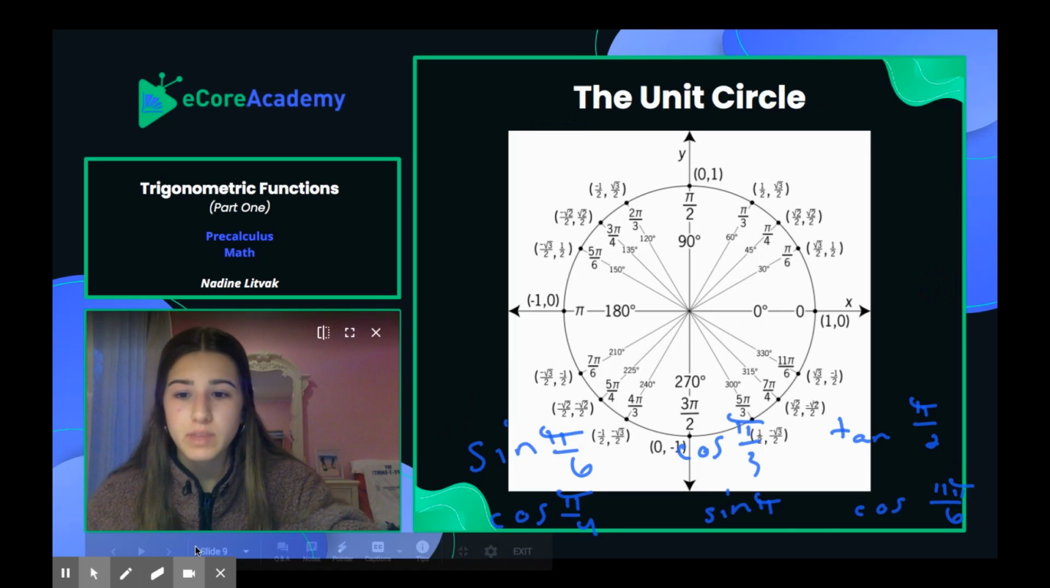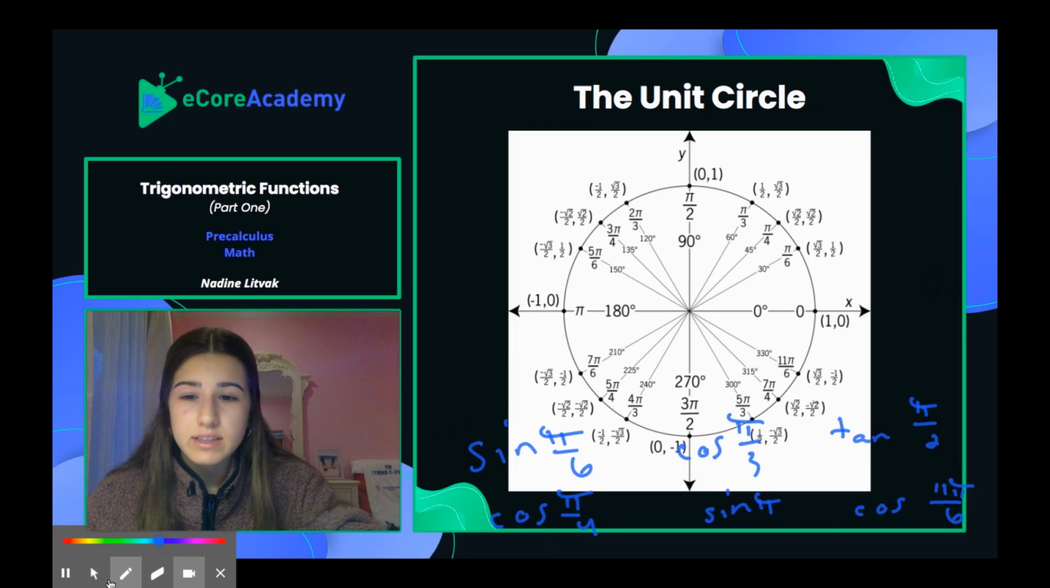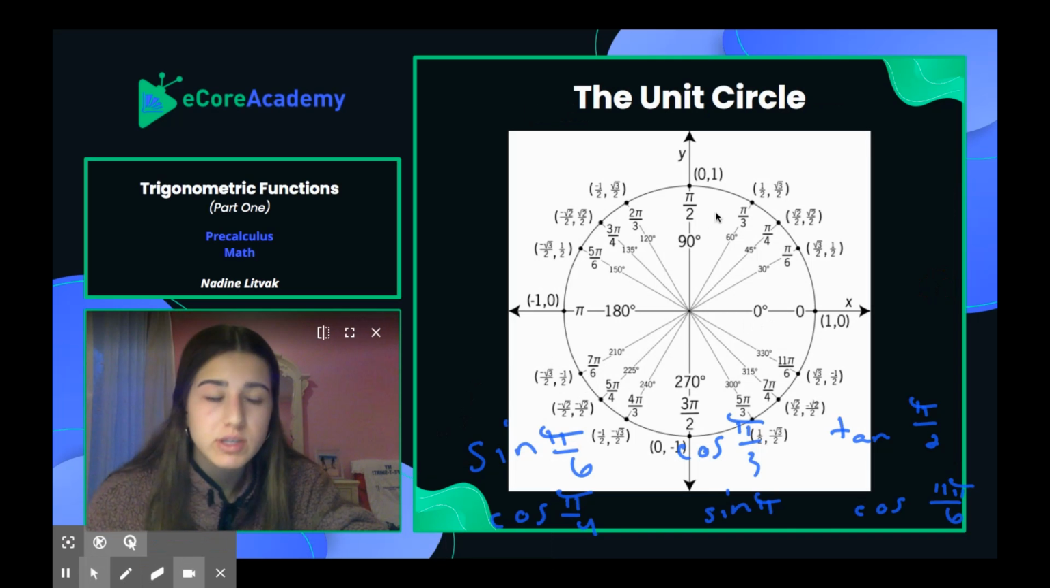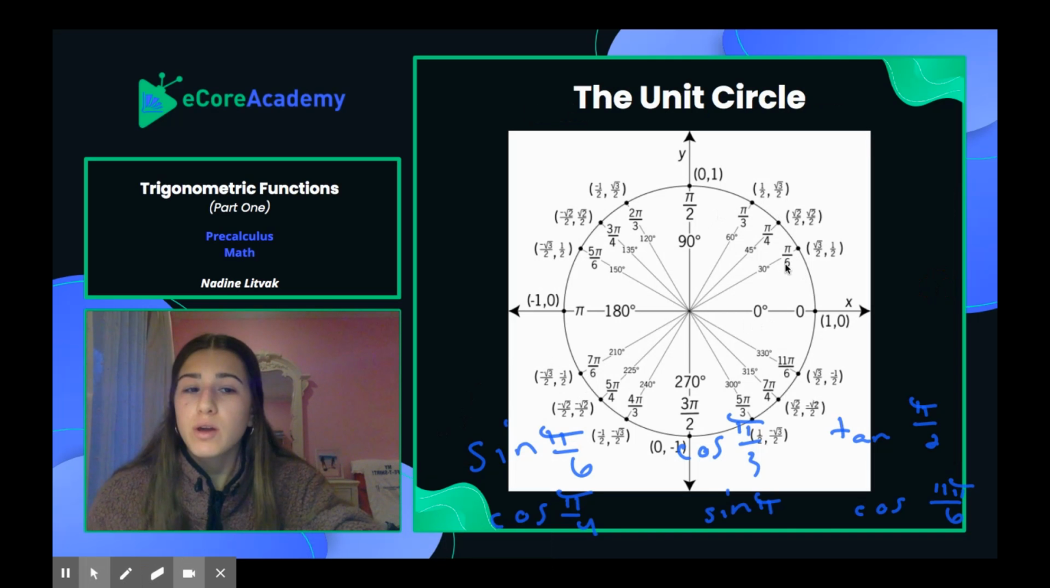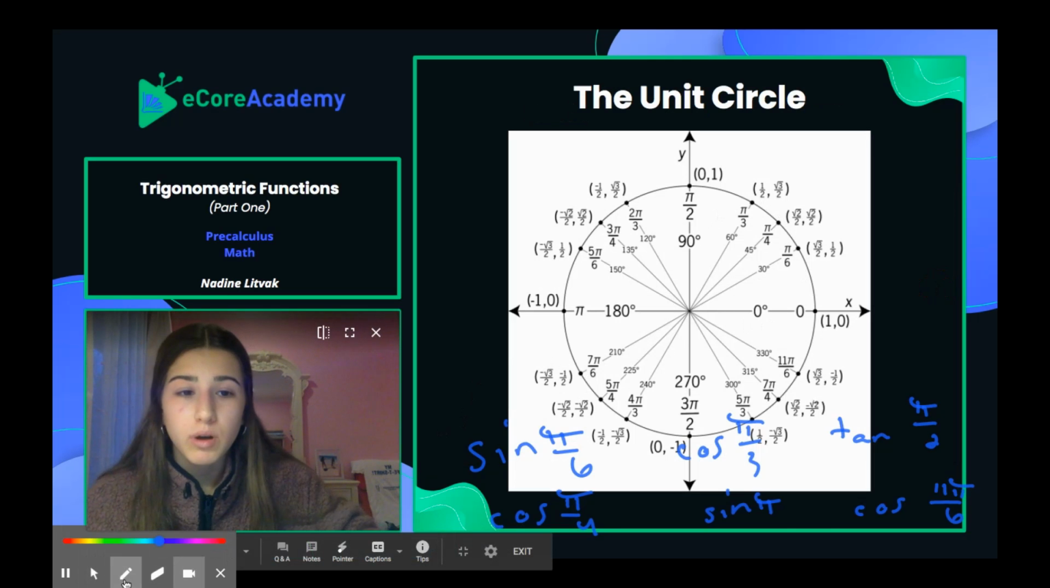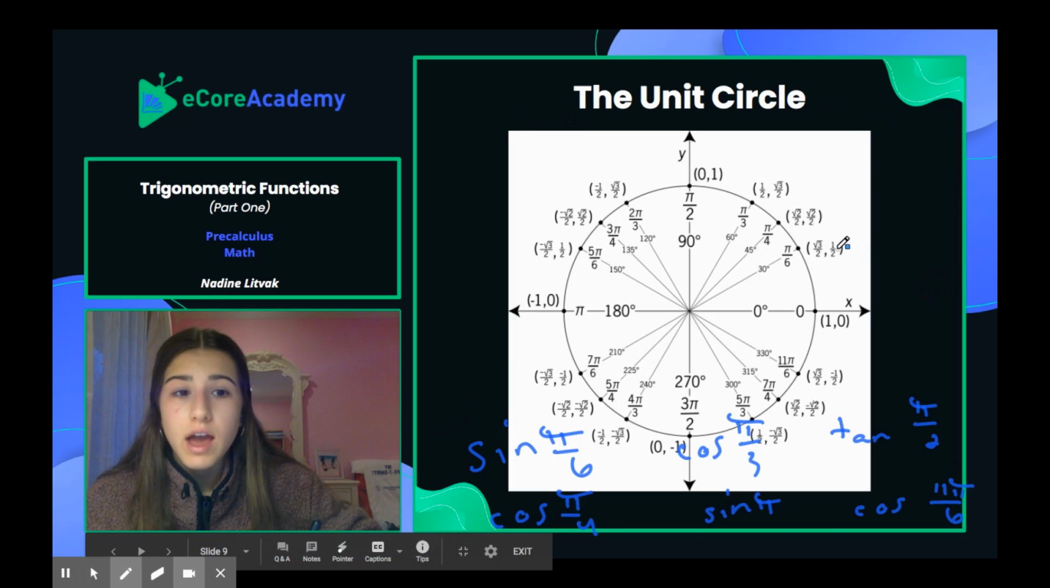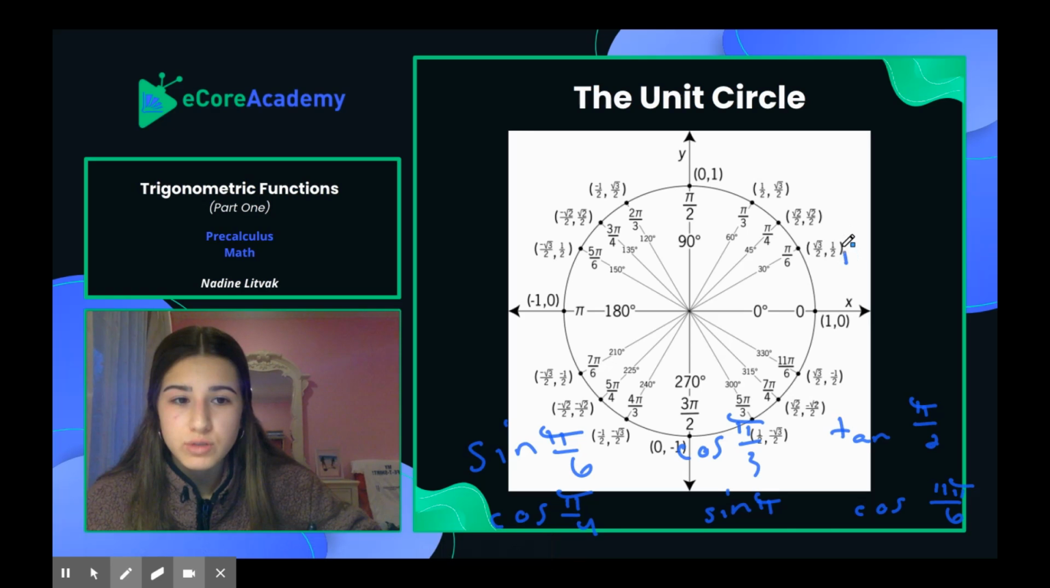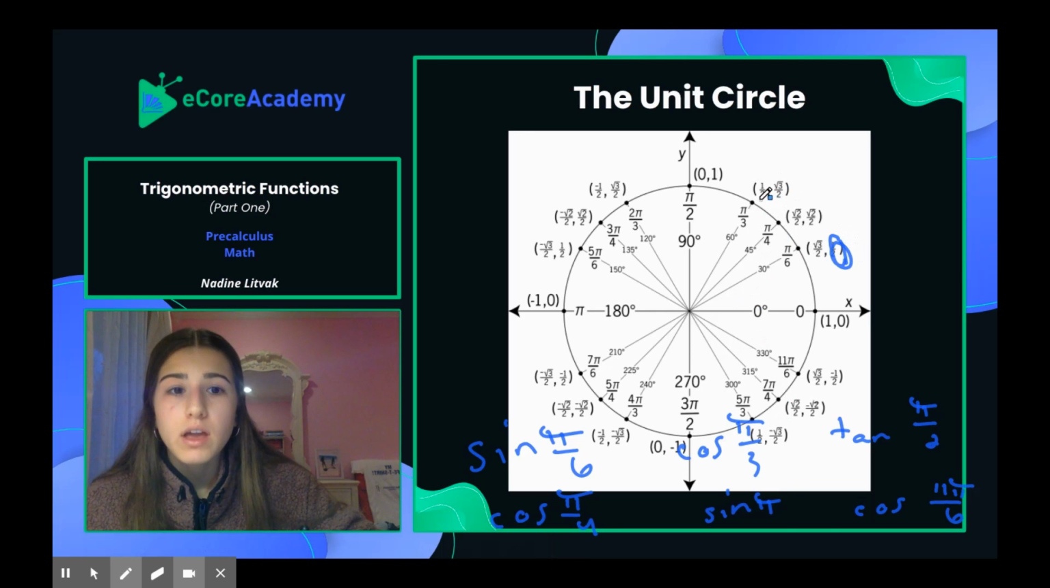So, let's find the sine of pi over 6. So, pi over 6 is right here. We know that sine is equal to the y value, which is right here. So sine of pi over 6 would be 1/2. Let's go and find pi over 3, which is right here. So, cosine of pi over 3 would be the x value, so it's also 1/2.